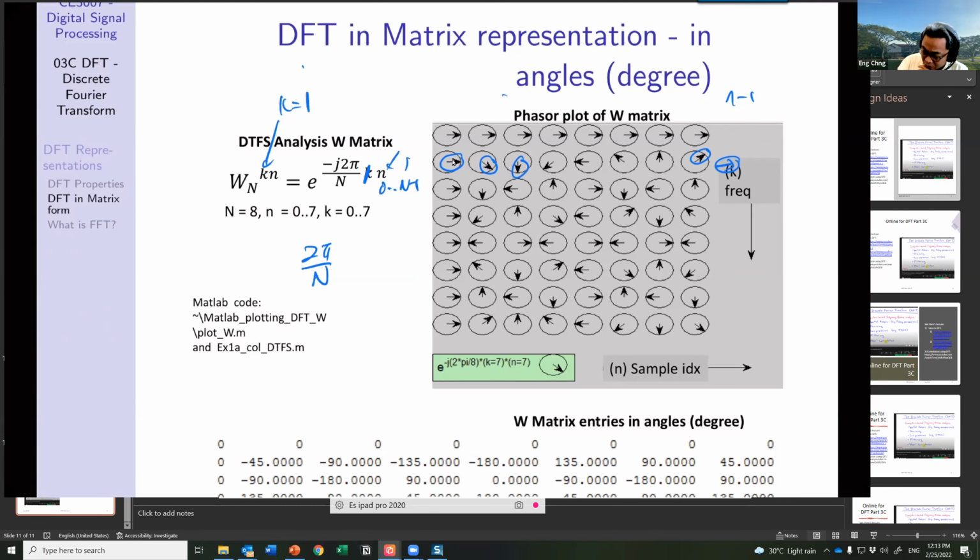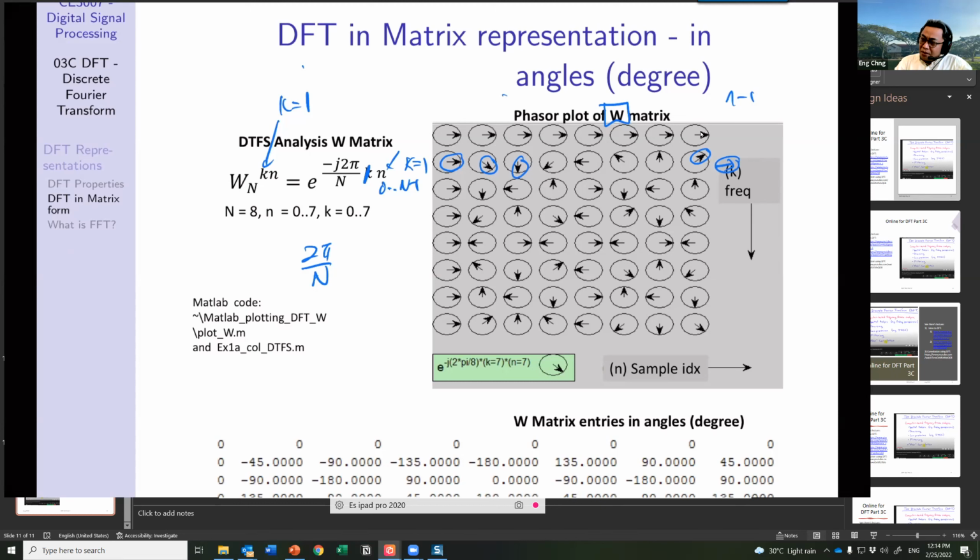So this is k equals 1. What is the interpretation? I will move and rotate a phasor clockwise in N steps. So the DFT matrix has a very beautiful interpretation. Each row represents a different harmonic. This is the 0 harmonic, which means the, what do you call that?